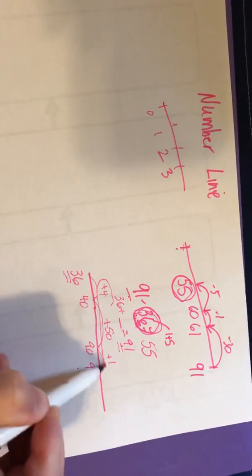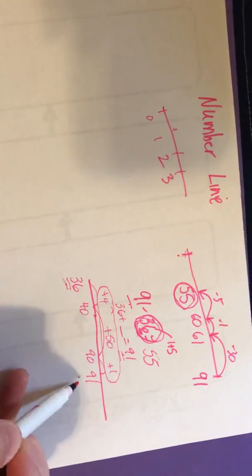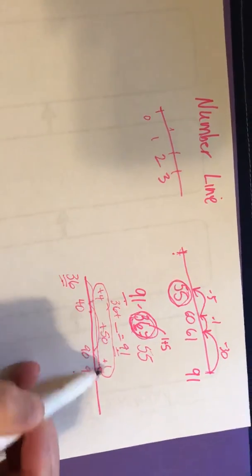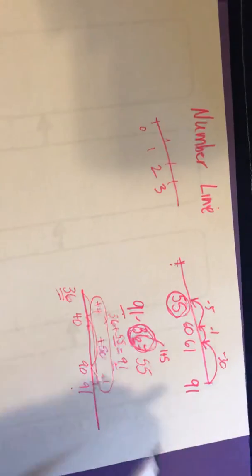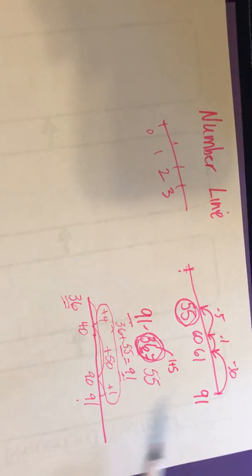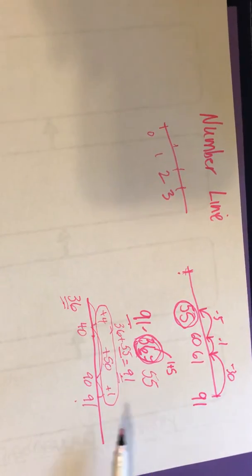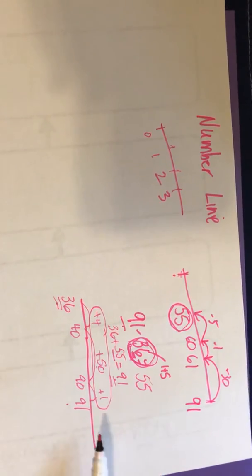And here's my answer. What did I add to 36 to get to 91? I added 55. So I just solved the same problem two different ways. I got the same answer both times, so I solved it and checked it.